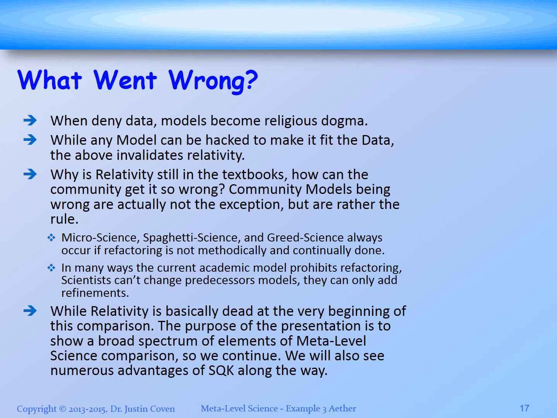Microscience, spaghetti science, and greed science always occur if refactoring is not methodically and continually done, as discussed in the first video. In many ways, the current academic model prohibits refactoring. Scientists can't change predecessors' models. They can only add refinements.